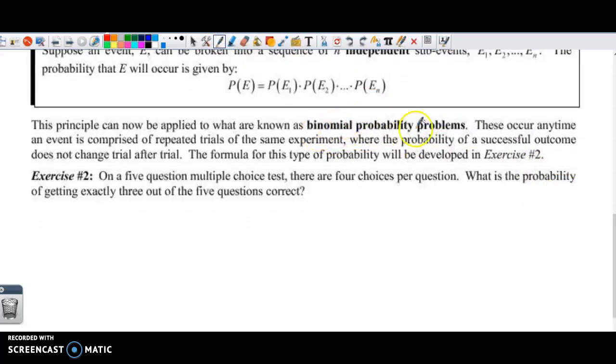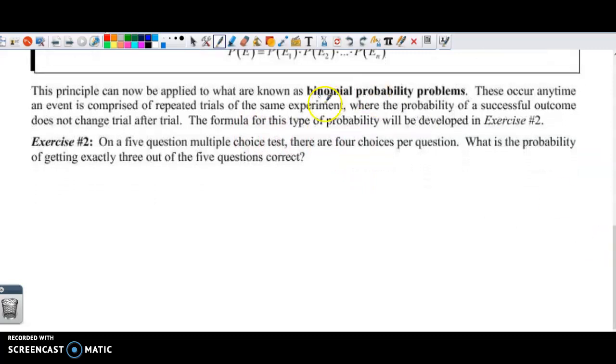So we are dealing with binomial probability problems. We got introduced to this a little bit earlier, but I'm going to be using this again and getting into it in a little bit more detail here. So on a 5-question multiple choice test, there's 4 choices per question, and they want the probability of getting exactly 3 out of 5 questions correct. So in each one of these probabilities, what we have is a 25% chance, because there's 4 options. We have a 1 in 4 chance of getting the right answer on each question.